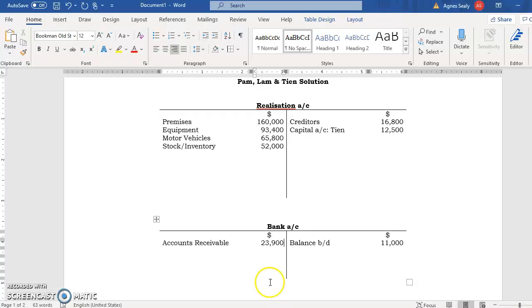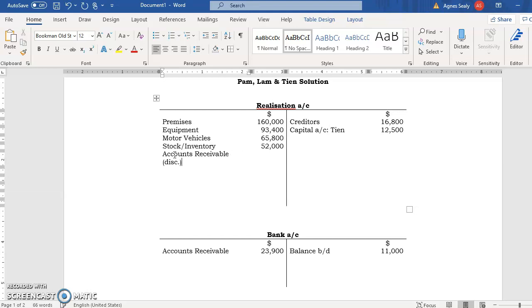So let's go to the realization account, and let's record it as a discount allowed, receivable discount, and that is $300. Okay, so we've now recorded the discount from the receivables. When we come back, we will continue this question.